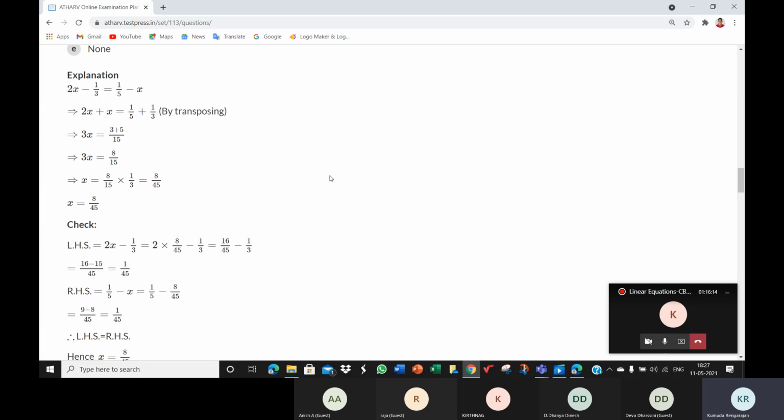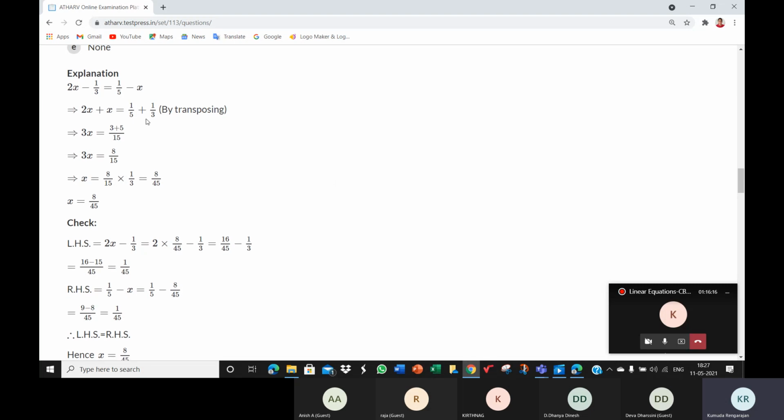I'm only scared if you remember how to add fractions. 1 by 5 plus 1 by 3. LCM is 15. 5 multiplied by 3 is 15. So multiply 3 to the numerator. 1 into 3 is 3. Here, denominator is 3. 3 becomes 15. How? Multiplied by 5. So multiply 5 to the numerator.